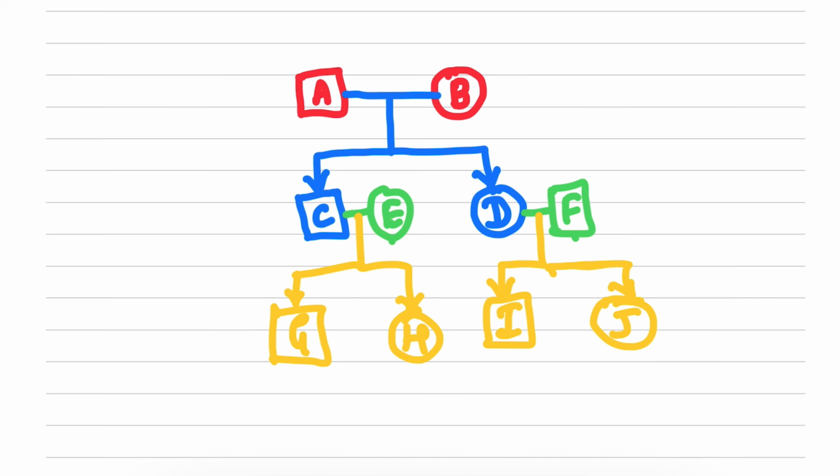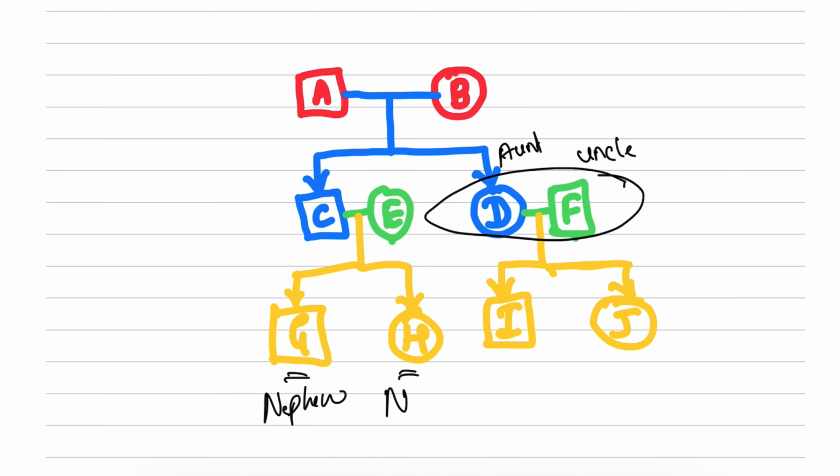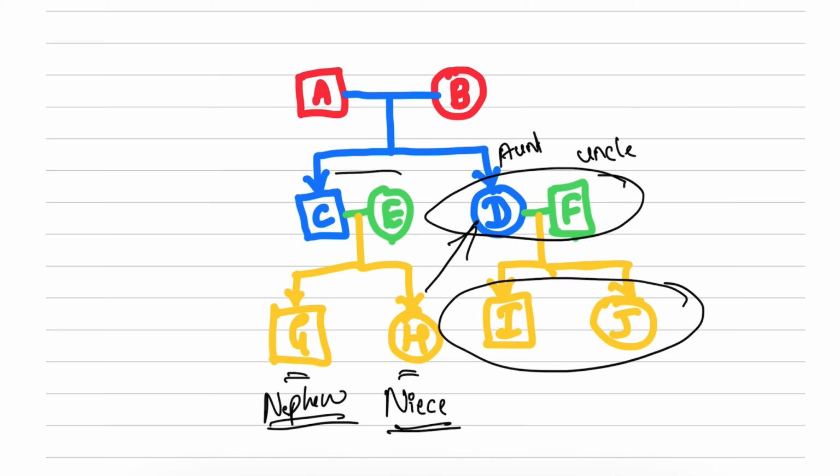So now let us see how D and F are related to G and H. So D and F are aunt and uncle to G and H, and G is nephew, H will be niece, to D and F. So they are related as nephew and niece. Nephew means boy, niece means girl. Okay. In the same way, I and J are nephew and niece to C and E, and C and E are uncle and aunt to I and J.